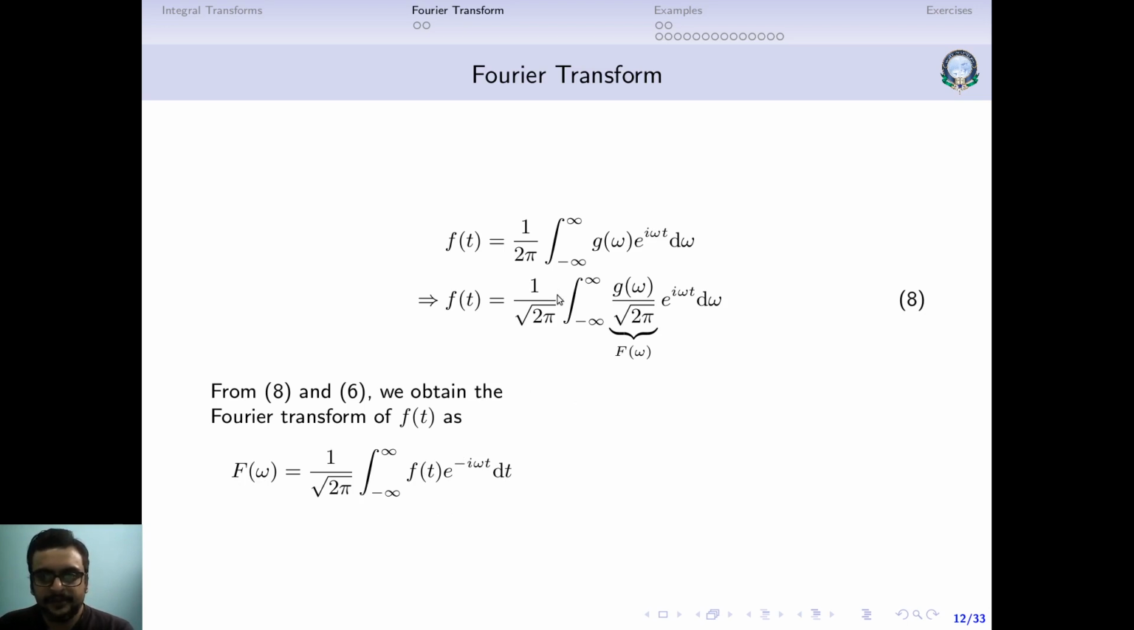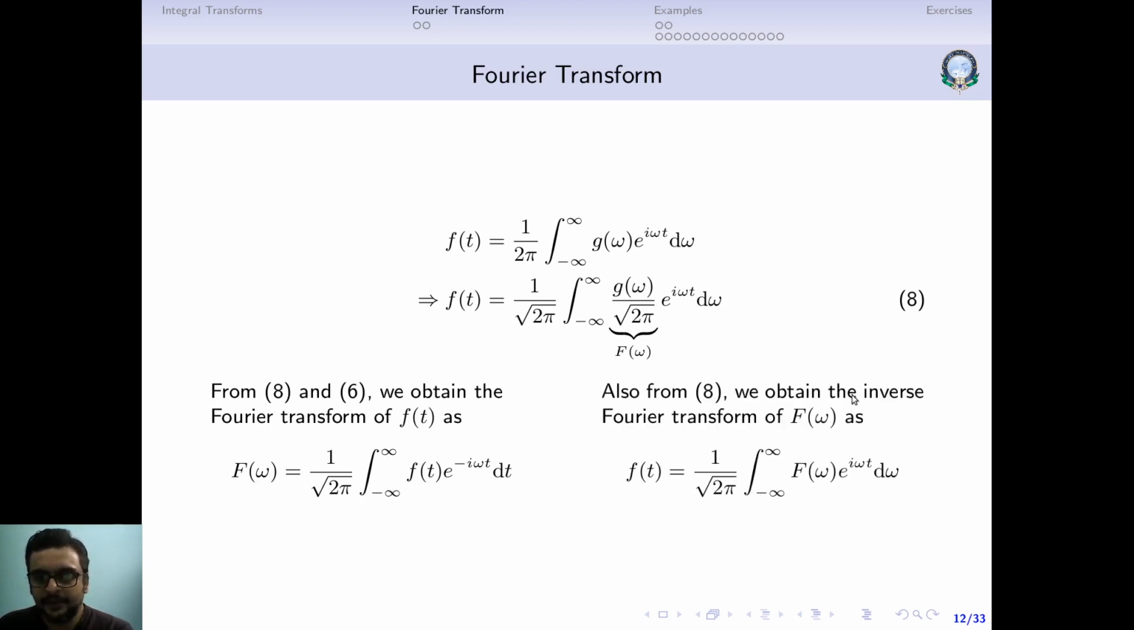And again, from equation number 8 itself, we can obtain the inverse, because what is this? This is nothing but the Fourier transform f of omega. So f of t is equal to 1 by root 2 pi integration from minus infinity to plus infinity f of omega e to the power i omega t d omega. So you can see here the Fourier transform, and this is the inverse Fourier transform. This is the Fourier transform because it takes us from the time domain to the frequency domain. This is the inverse Fourier transform because it takes us from the frequency domain back to the time domain.